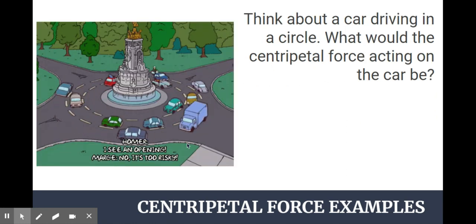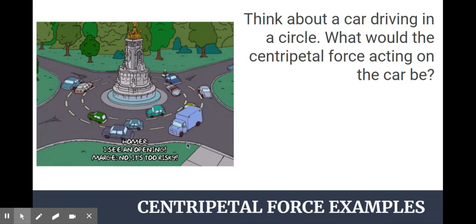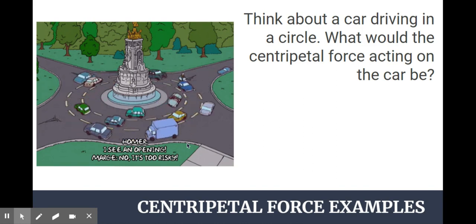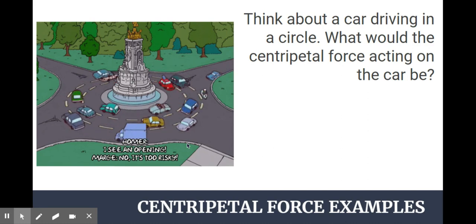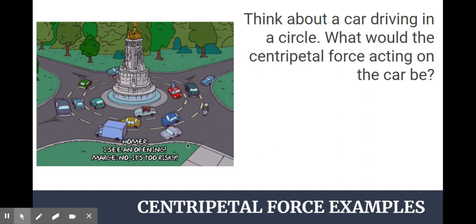All right, how about this? Think about a car that's driving in a circle. What would be the centripetal force that's acting on the car that lets it travel in a circle?